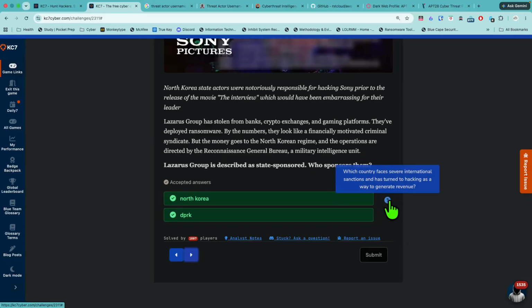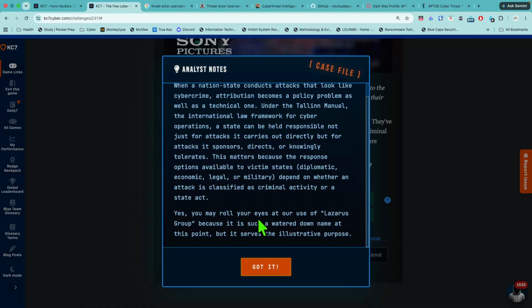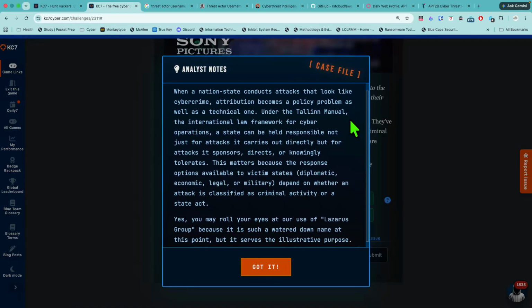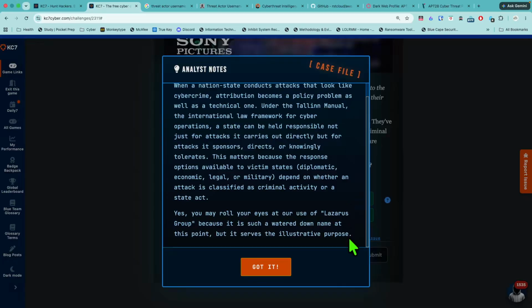Oh yes. Which country faces severe international sanctions and has turned to hacking as a way to generate revenue? North Korea. Bam. Analyst notes. I highly recommend reading all of this, but the one thing I want you to take from this is that this matters because the response options available to victim states depend on whether an attack is classified as criminal activity or a state act. Yes, you may roll your eyes at our use of Lazarus Group because it is such a watered down name at this point, but it serves the illustrative purpose.